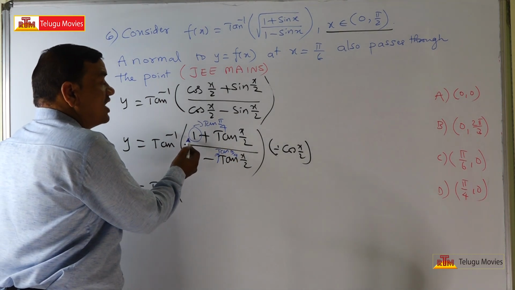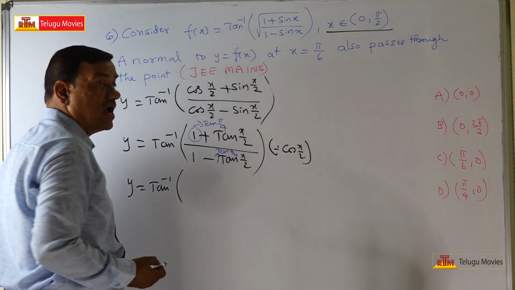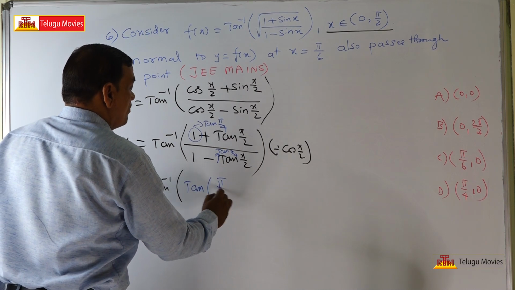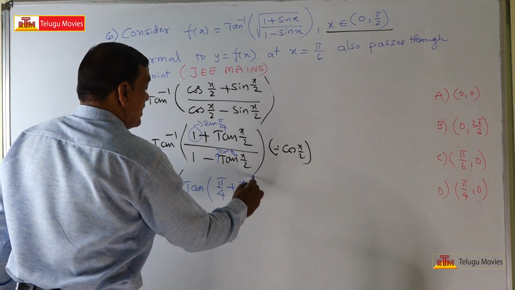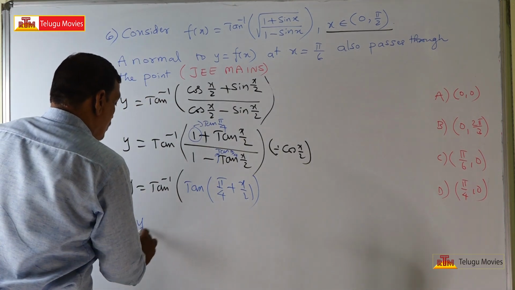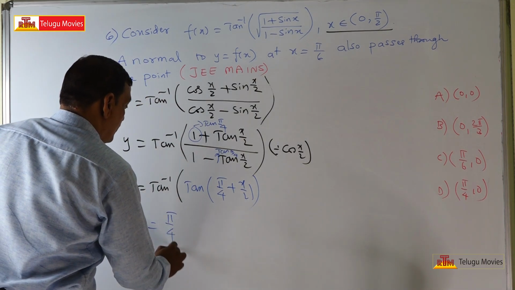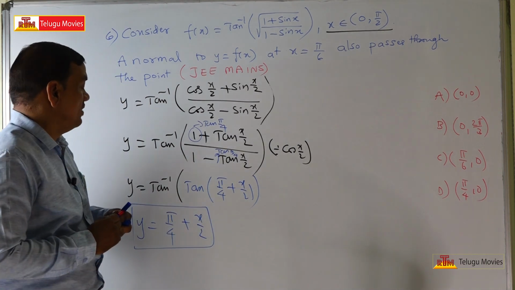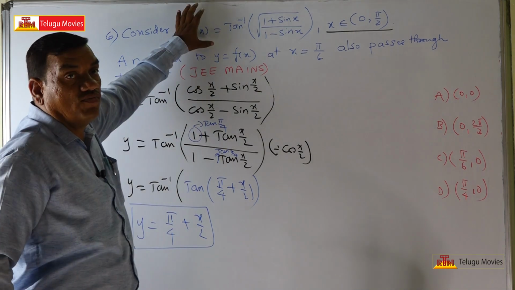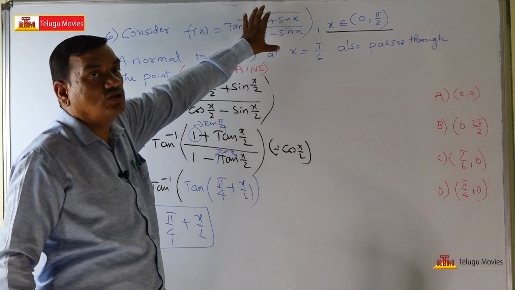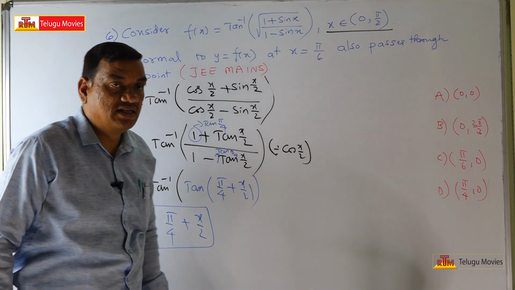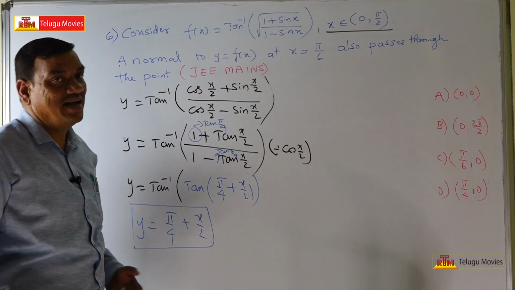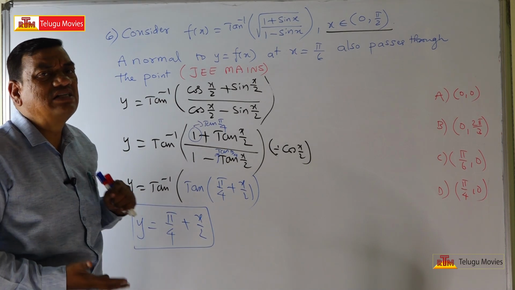So this formula is tan A plus tan B by 1 minus tan A into tan B. So this is equal to tan of pi by 4 plus x by 2. So y is equal to pi by 4 plus x by 2. So what we got? Whatever may be the given function, f of x is equal to tan inverse of under square root of 1 plus sin x by 1 minus sin x, I changed into y is equal to pi by 4 plus x by 2. So this is the major part of the problem.